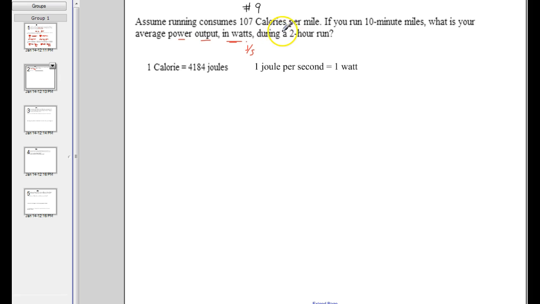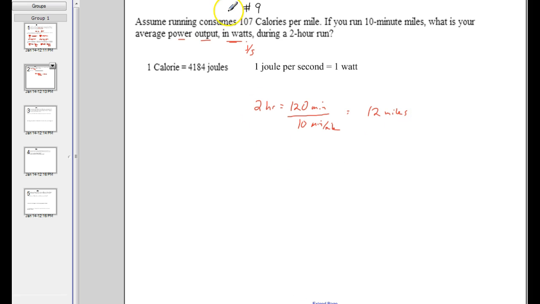So if we take this 2-hour run and we run 10-minute miles, we can come up with how many miles we're running with a simple conversion here. Okay, so 2 hours is 120 minutes. 60 minutes per hour, that's 120 minutes. And then if we're running 10-minute miles, if we divide that by 10 minutes per mile, we end up with 12 miles.